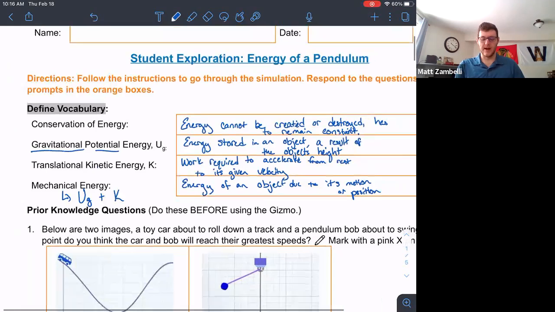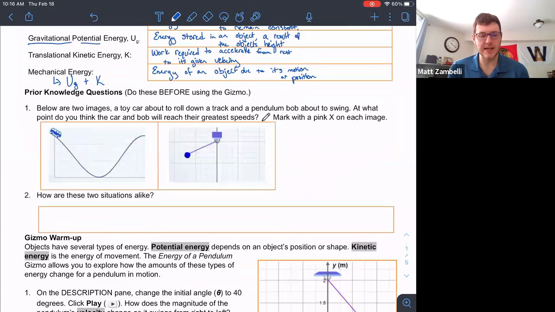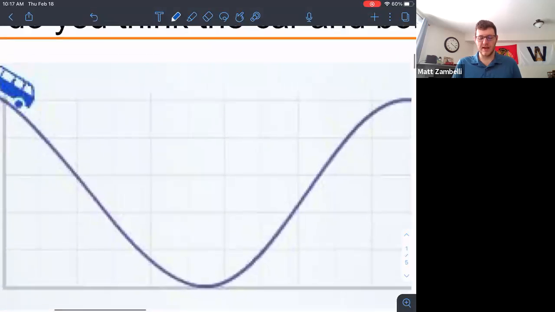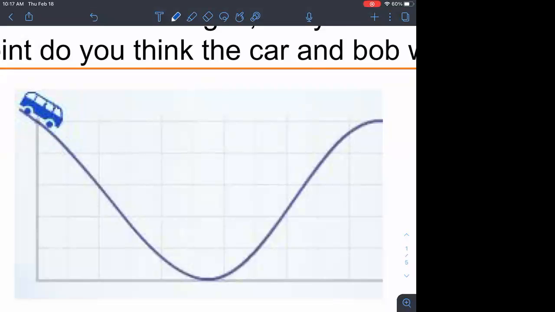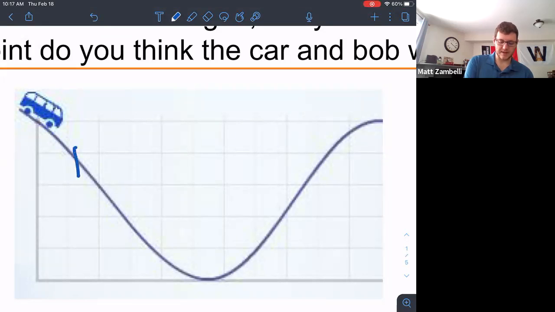All right. So it says in the prior knowledge questions, it says below are two images of toys. One is a toy car about to roll down a track, and the other is a pendulum bob about to swing. At what point do we think the car and the bob will reach their greatest speeds? So where do we think on just this wonderful picture, the car is going to have its greatest speed? Where is it going to go the fastest? As soon as it gets out of rest. As soon as it gets out of rest, so right here, it's going to be the fastest.